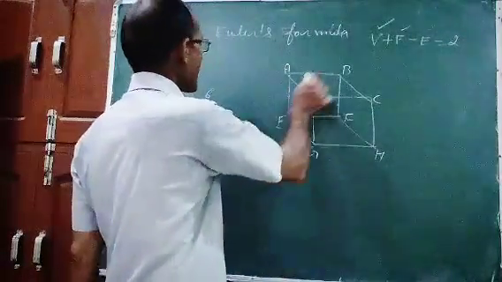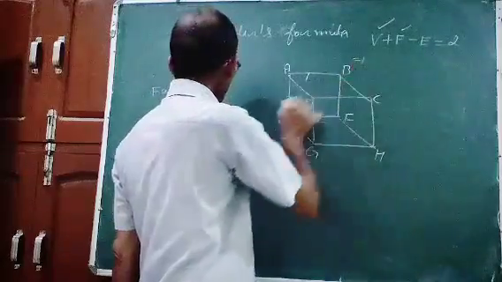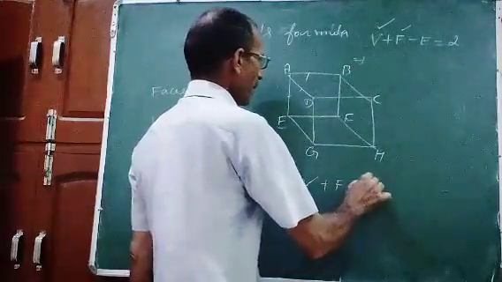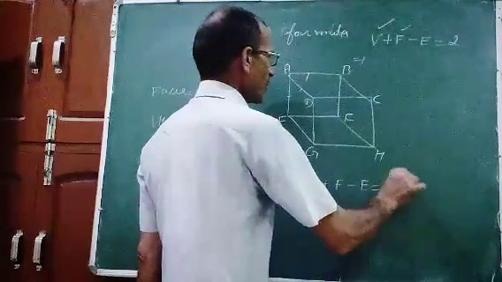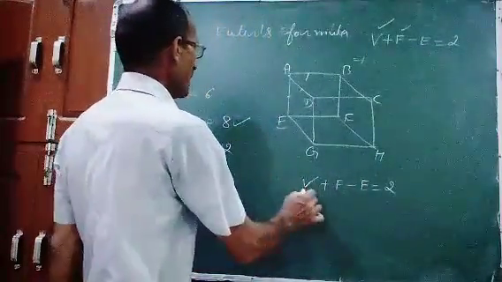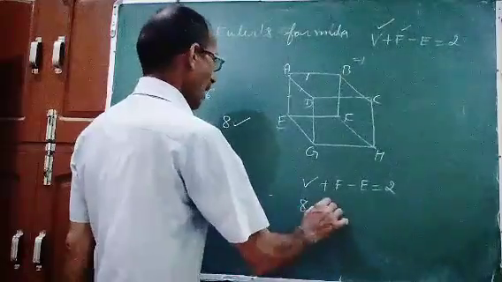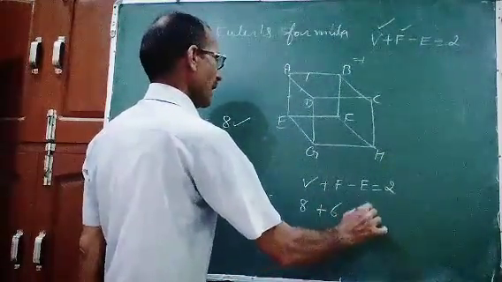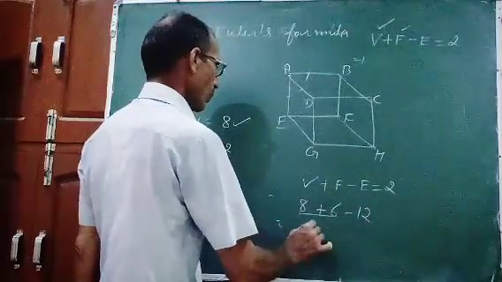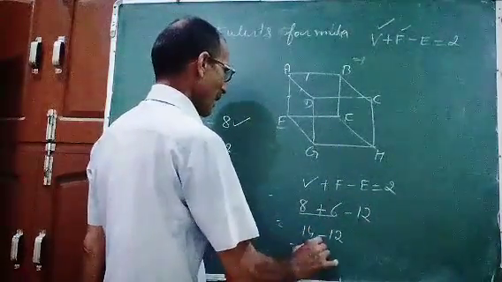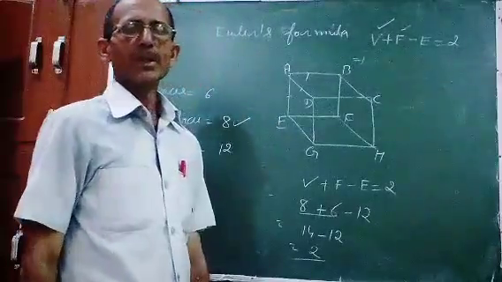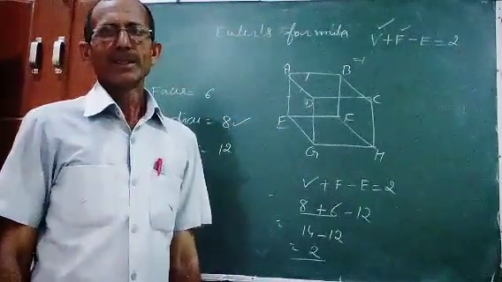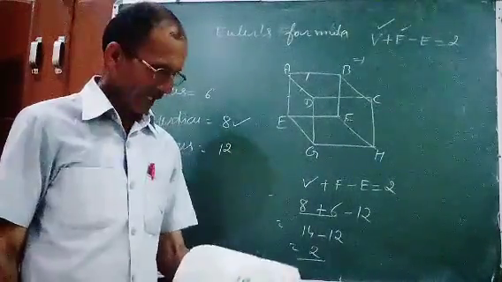So how many vertices are there? The number of vertices is 8. So V plus F minus E is equal to 2. How many vertices are there? 8. How many faces are there? 6. How many edges are there? 12. So 8 and 6 is 14, 14 minus 12, so the answer is 2. So Euler's formula is verified. Have you understood? Euler's formula is verified.